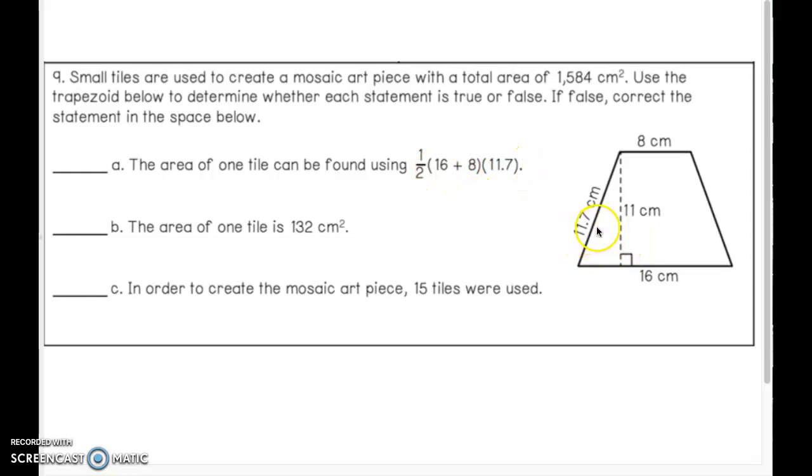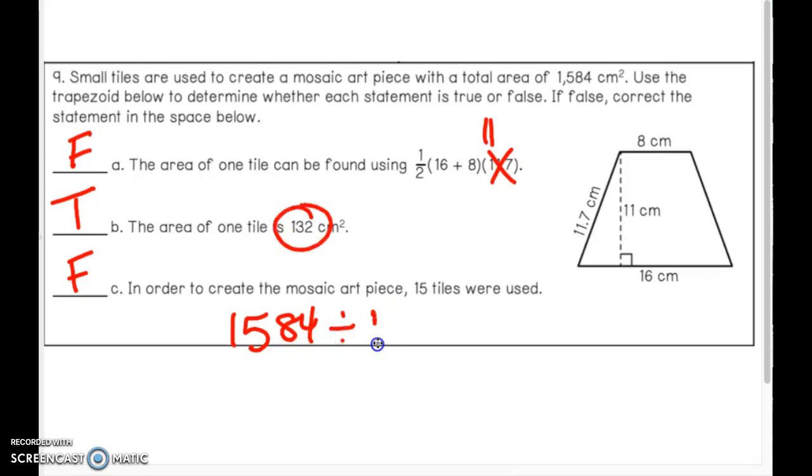So the question is, this is false because the height is actually 11, not 11.5. And now I'm going to multiply and do this out. 16 plus 8 is 24 times 11, and you divide that by 2. It does equal 132. And in the last case, this one is also going to be false, because when I take 1,584 and divide it by 132, which is the area of each, it actually comes out to 12 tiles, not 15. And that is the end of the lesson.